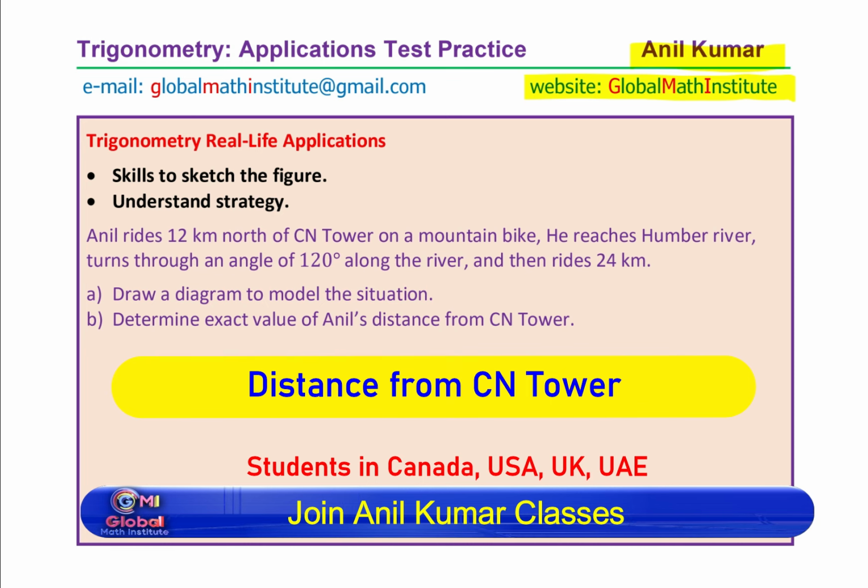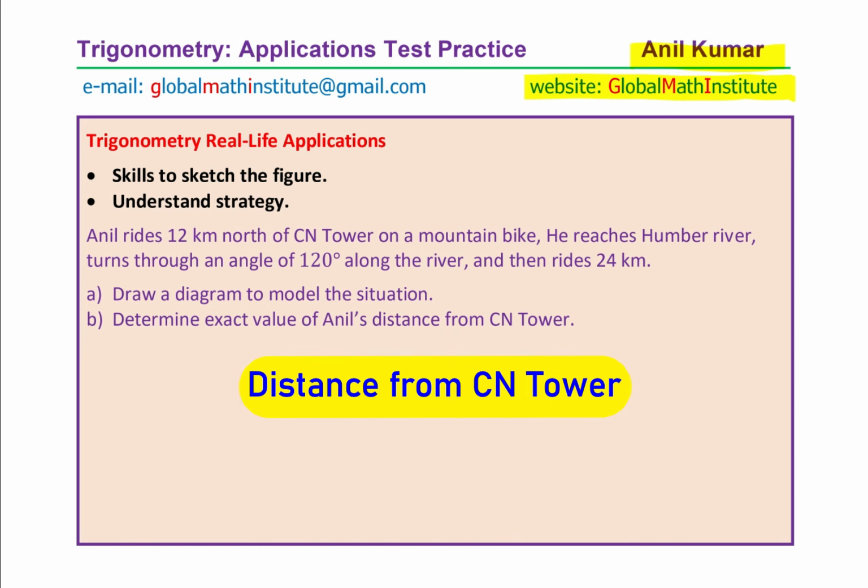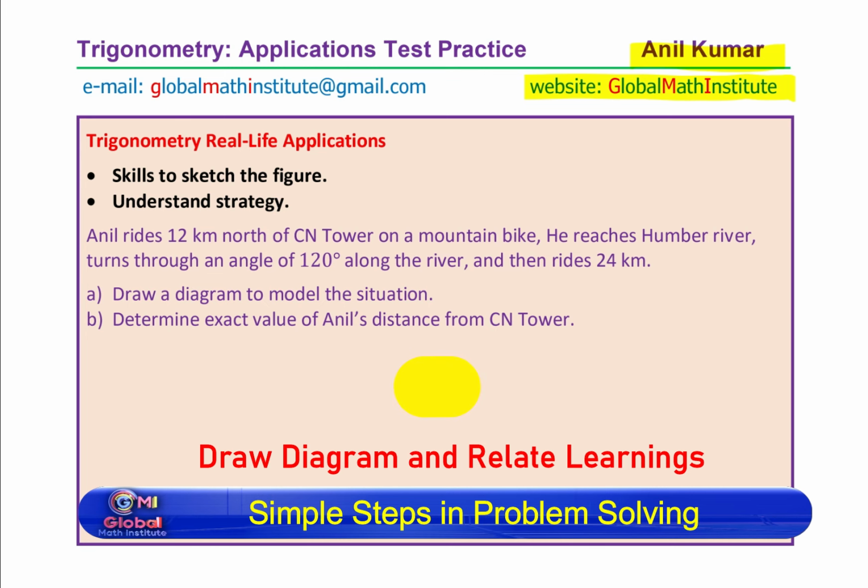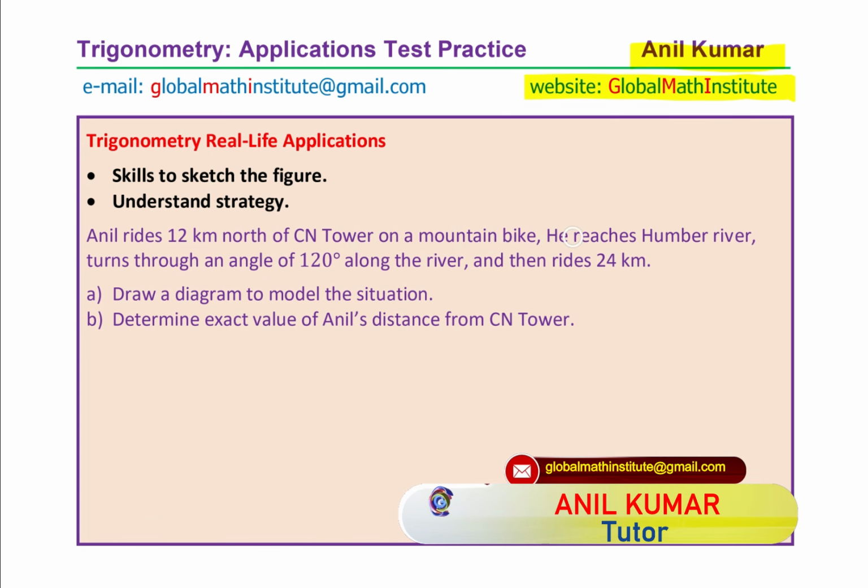Here is another beautiful question from one of our subscribers who wants to understand how we solve a real life trigonometry application. The question here is, Anil rides 12 km north of CN Tower on a mountain bike. He reaches Humber River, turns through an angle of 120 degrees along the river, and then rides 24 kilometers. Draw a diagram to model the situation. Determine the exact value of Anil's distance from CN Tower.